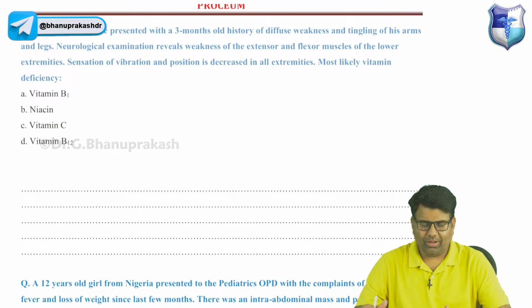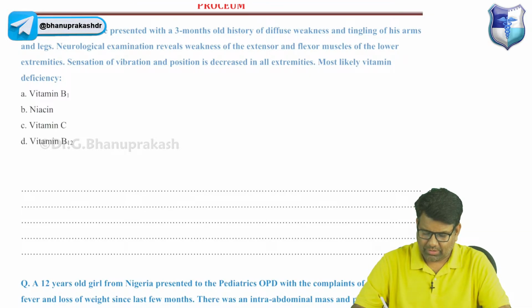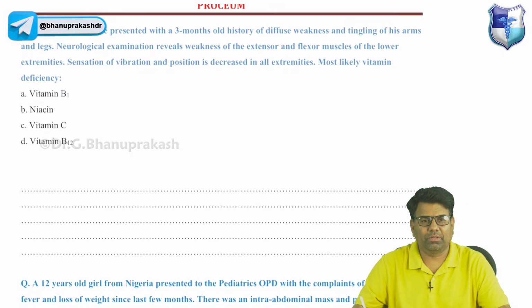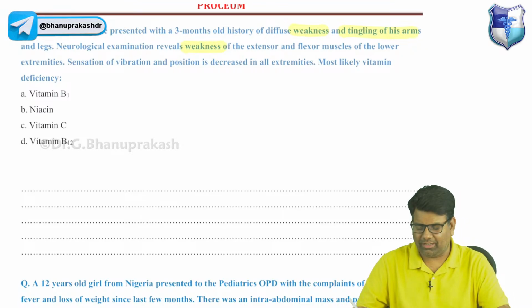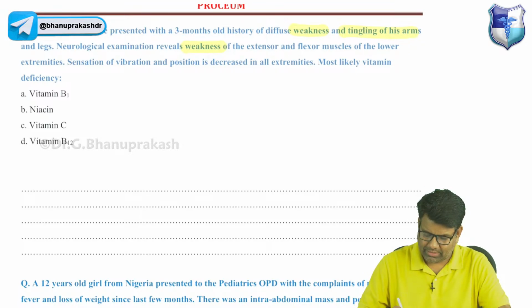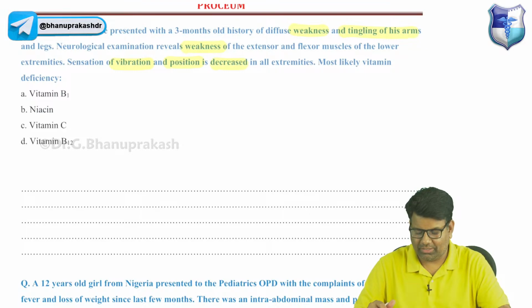Good evening, everyone. Now, in this session, we will take up medicine. So, starting with the very first MCQ from pathology, where a person presented with weakness and tingling of the extremities. There is weakness of the flexors and extensors of the lower extremities, but more importantly, there is diminution of sensations of vibration and position in all the four limbs, right?